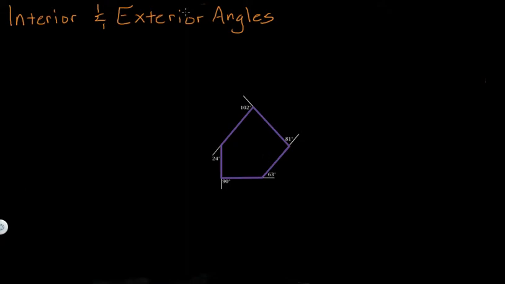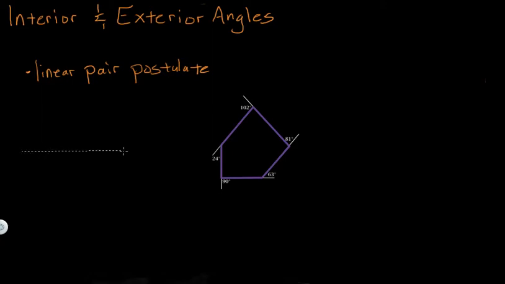The exterior angles of a polygon are the angles that are formed outside of the polygon. So for example, if we know the measure of an interior angle, we can find the measure of the corresponding exterior angle by using something called the linear pair postulate. And the linear pair postulate is something that deals with these things called linear pairs.